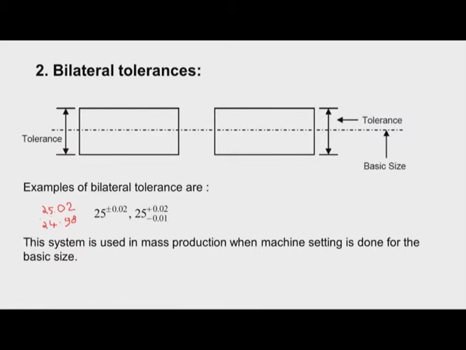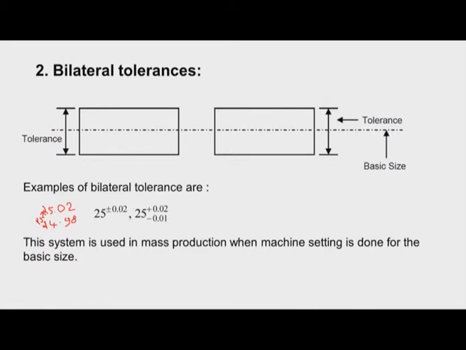Now, the basic size is in between these two and the deviation is allowed. This basic size is 25 millimeter. So, the deviation is allowed on both sides of the basic size. So, that is bilateral tolerance.